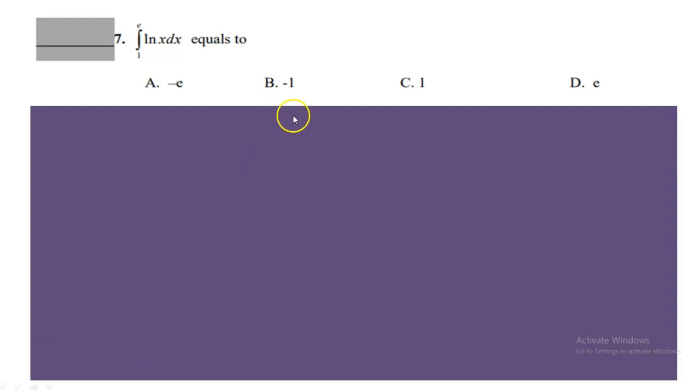So question number 7 is, I think, the last question in the case of multiple choice items. So you are given this one, the integral of ln x dx, but here it is a definite integral because the lower limit is 1 and the upper limit is e. So here we do have these multiple choices, so how are you going to find that?